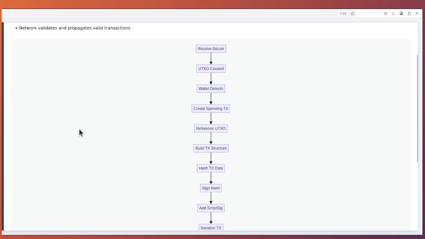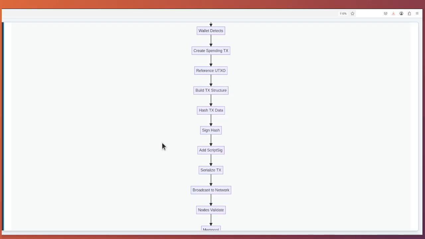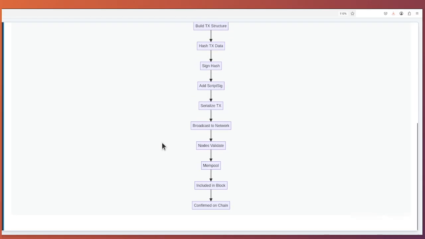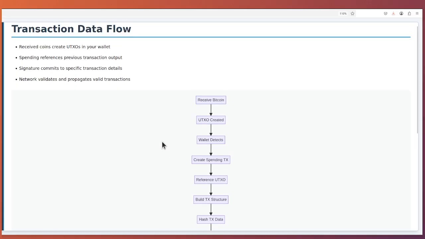When you decide to spend these coins, your wallet constructs a new transaction that references this UTXO as an input. The reference consists of the transaction ID of the transaction that created the UTXO, and the output index within that transaction. Your wallet then creates the ScriptSig, which involves generating a signature using your private key. This signature is created by signing a hash of the transaction data, ensuring that the signature is specific to this exact transaction and cannot be reused for a different transaction.